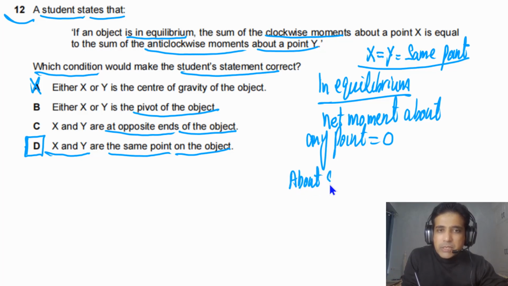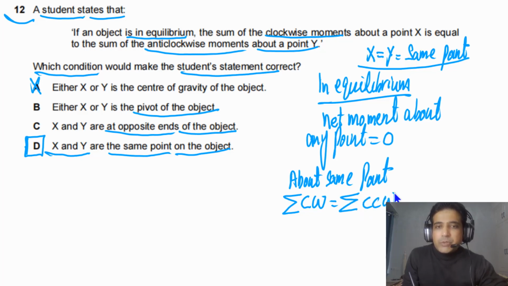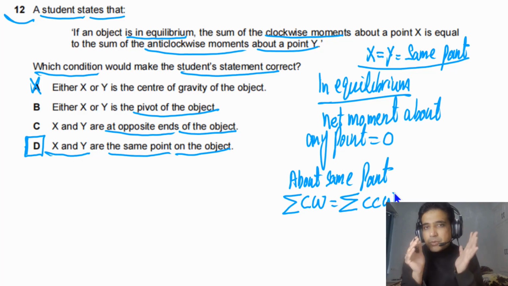About the same point on the object, the sum of clockwise moments has to be equal to the sum of counterclockwise moments, or simply anti-clockwise moments, about the same point. So this is the point you need to understand.